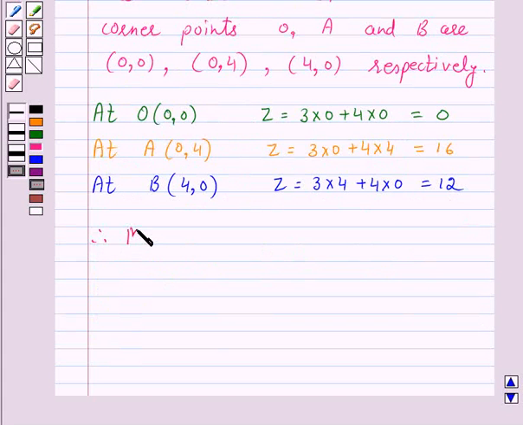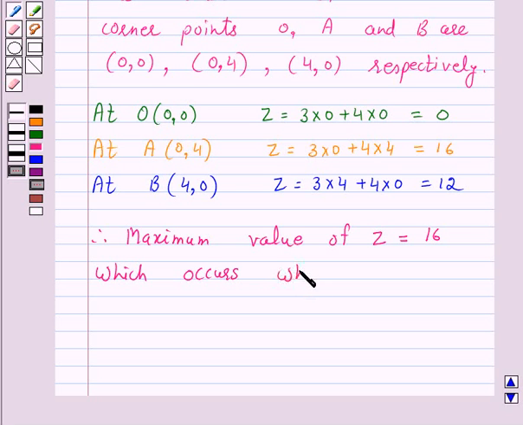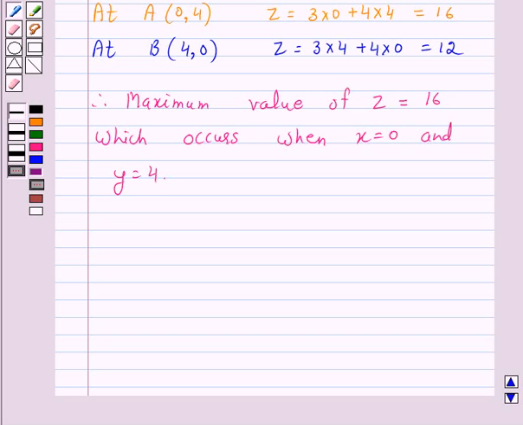Therefore, the maximum value of Z is 16, which occurs when x = 0 and y = 4, that is at the point (0, 4). Hence the answer for the above question is maximum Z = 16 at (0, 4).